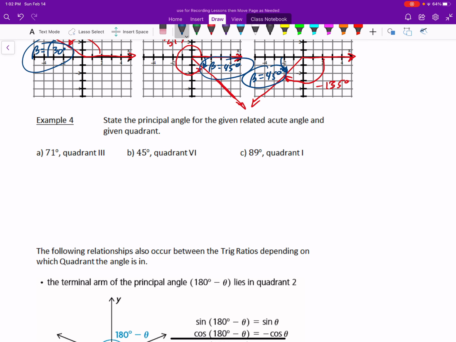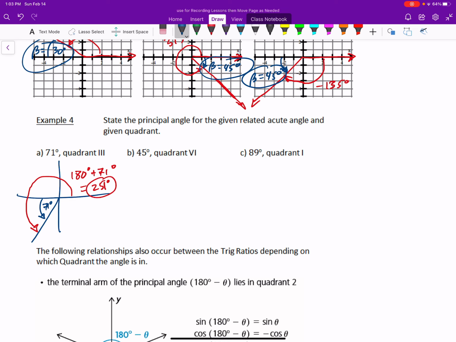State the principal angle for a given related acute angle and given quadrant. So if I've got a 71 degree related acute angle in quadrant 3, that means 71 degrees is here, but I'm measuring all the way from here, so it's 180 plus 71 gives me 251 degrees.